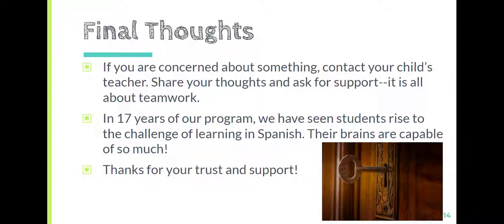We're going through this bump in the road of remote learning, but we are confident that your children are going to rise to the occasion and do very well with this. And lastly, we, as the Department of Language and Culture and all of the dual language teachers, would just like to thank you for your trust and your support, and we encourage you to reach out to us with any questions or concerns.